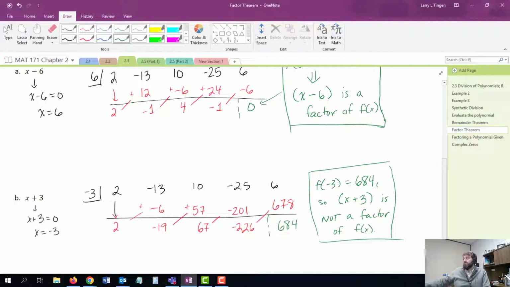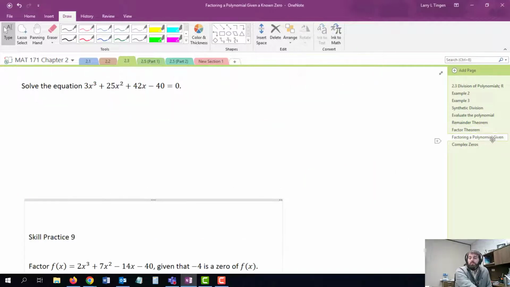All right, so that's the factor theorem. That's what it does for us. I do synthetic division, I do long division, I find the remainder, and then that tells me how the original function would evaluate.